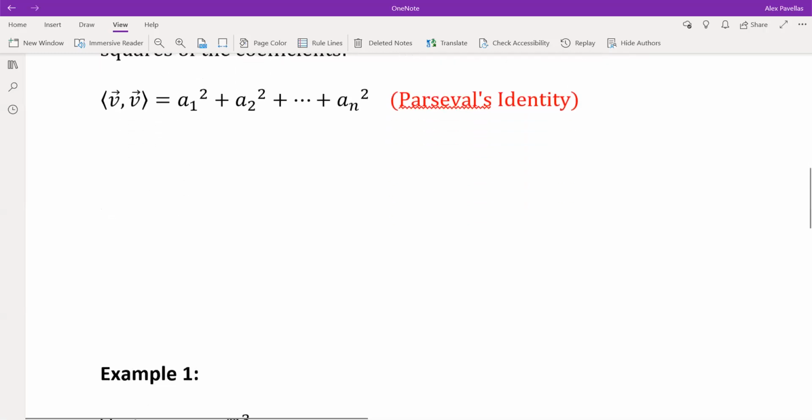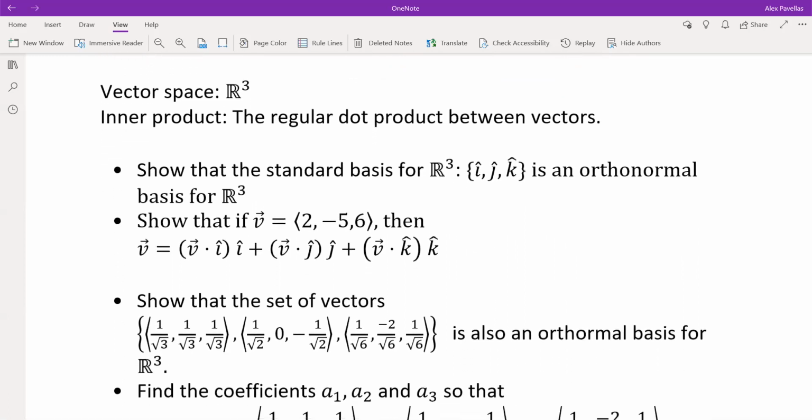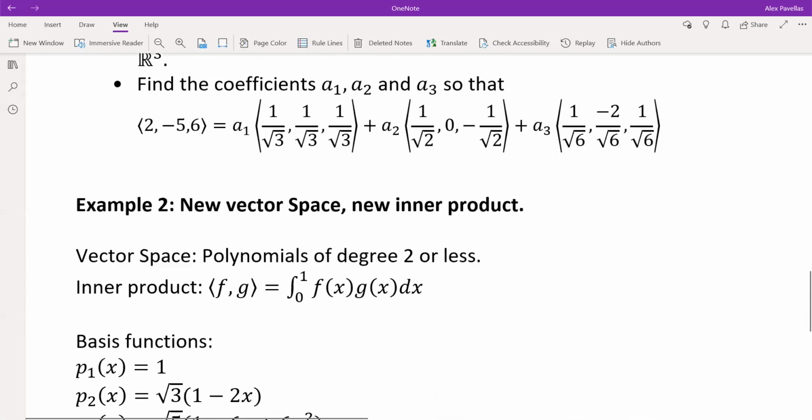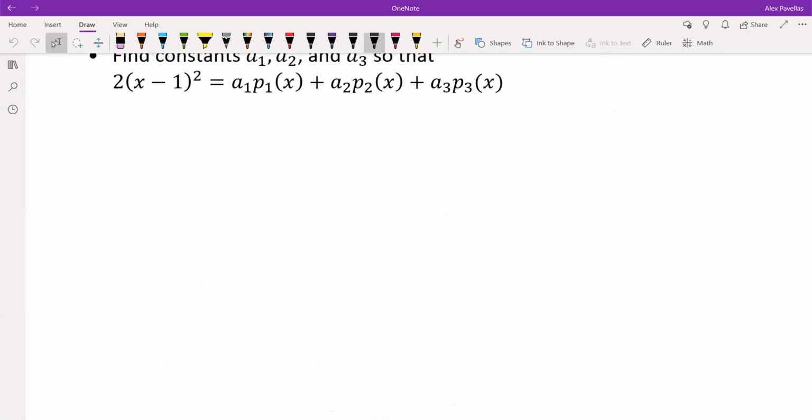Okay, so I've got some examples for you here. The first one is about some vectors in R3. We'll start off with the standard basis i, j, k, and we want to show that this is an orthonormal basis. This should be a nice, easy exercise. If you visualize i, j, and k, they're all unit vectors and they're all perpendicular to one another, so they should be orthonormal. Our inner product for R3 is just the regular old dot product. So let's show that the standard basis for R3 is in fact an orthonormal basis.